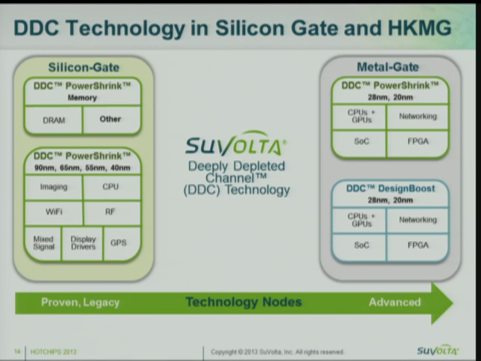We also have another option we call design boost, which does not require body bias, but gives a substantial improvement in leakage power at the high K metal gate nodes. By the way, we do have a 55 nanometer technology in production at Fujitsu now, so it is proven, it is qualified.